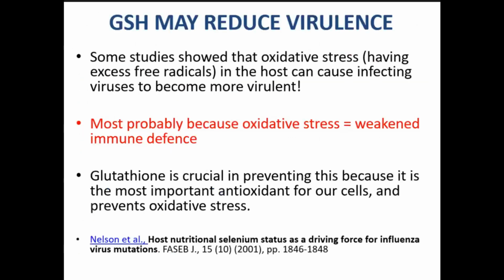Secondly, glutathione may reduce the virulence of the virus. Okay, so some studies showed that oxidative stress, that is having excess free radicals in the host, can cause infecting viruses to become more virulent, right? More virulent means more harm. Most probably because oxidative stress equals weakened immune defense. So glutathione is crucial in preventing this because it is the most important antioxidant for our cells and prevents oxidative stress.